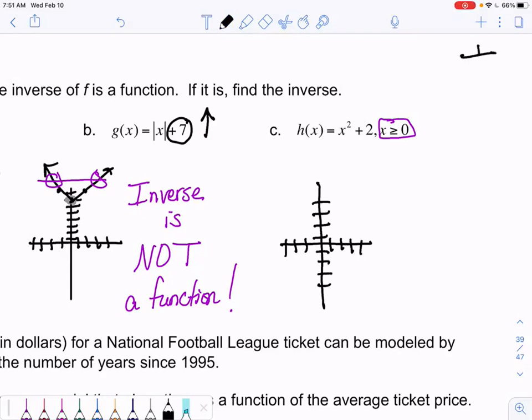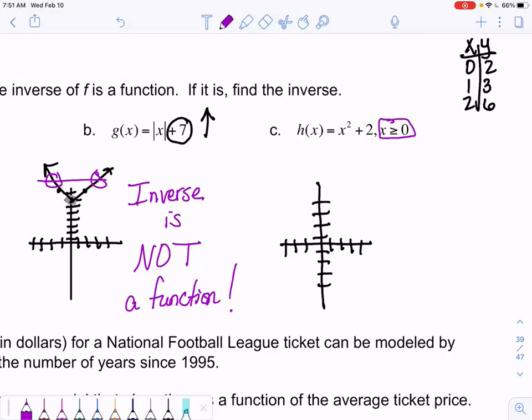If you want to, you can make yourself a little t-chart if you think that's easier. Plug in 0, 1, 2, however you think you want to solve this. If I plug a 0 in, 0 squared is 0, plus 2 makes 2. If I plug a 1 in, 1 squared is 1, plus 2 makes 3. If I plug a 2 in, 2 squared is 4, plus 2 makes 6.